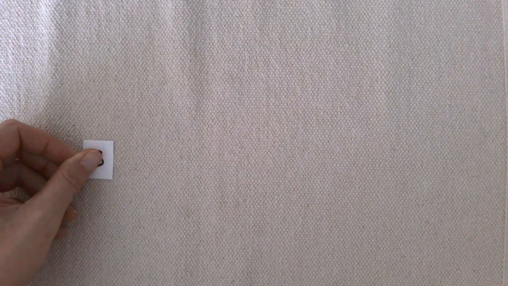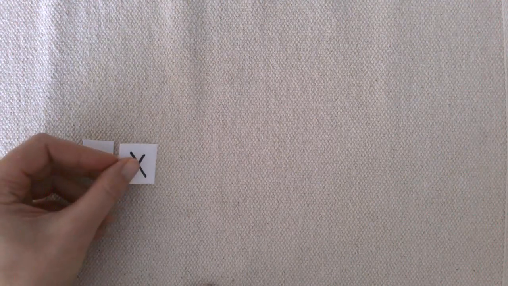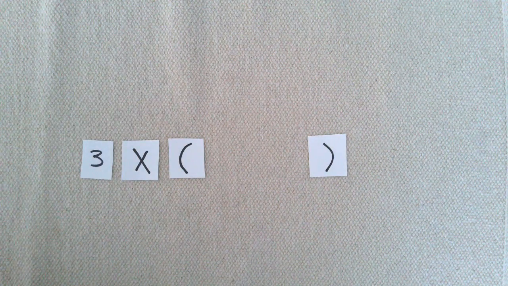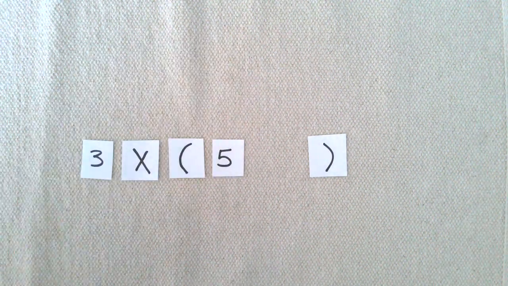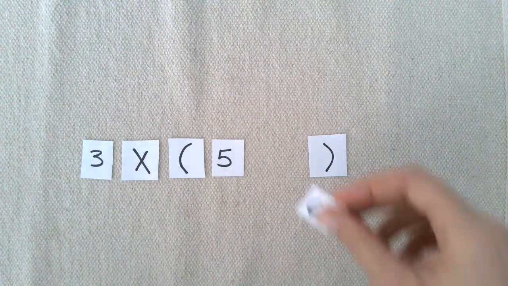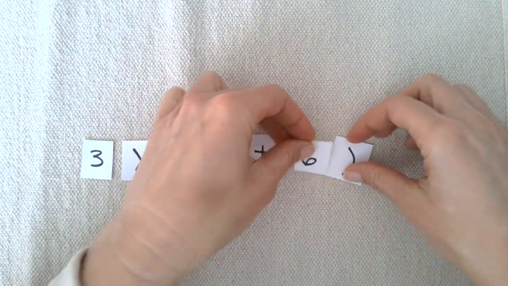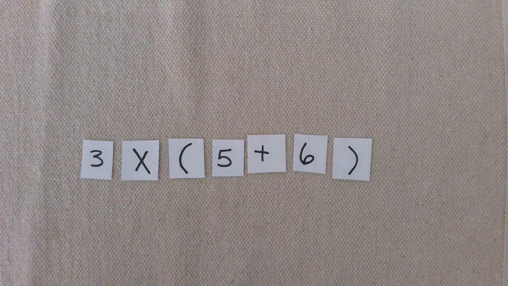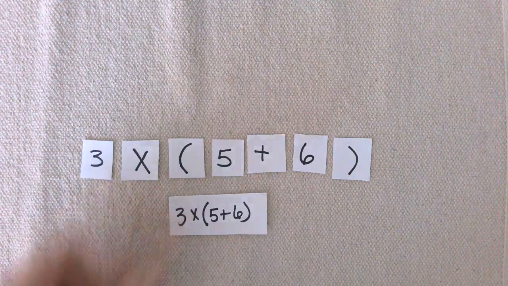Okay, how about this one? 3 times as large as 5 plus 6. So I'm going to put my 5 plus 6 in parentheses because first I need to add that before I can make it 3 times as large. Okay, and this is what it would look like written all together.